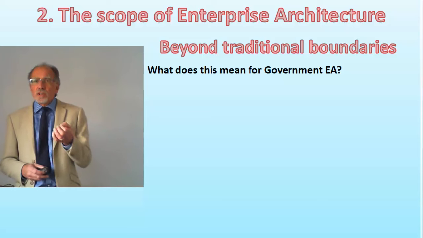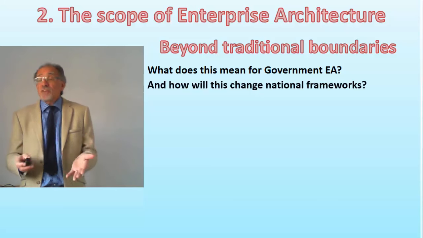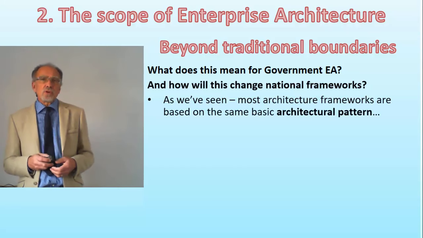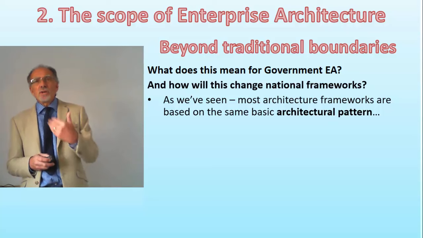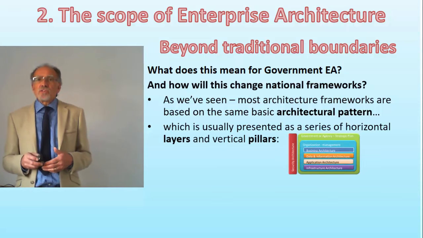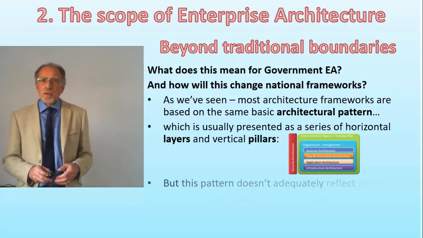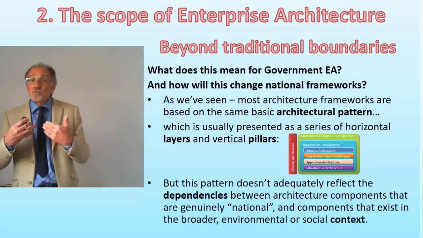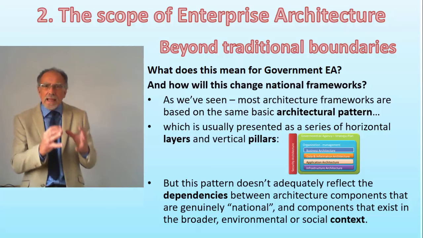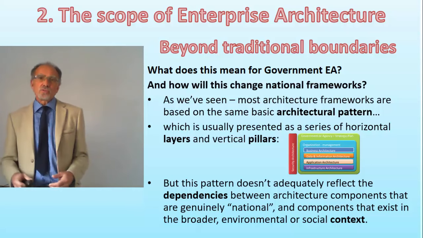What does this mean for government enterprise architecture? And how will this change national frameworks? As we've seen, most architecture frameworks are based on the same basic architectural pattern, which is usually presented as a series of horizontal layers and vertical pillars. But this pattern doesn't adequately reflect the dependencies between architecture components that are genuinely national and components that exist in the broader environmental or social context.